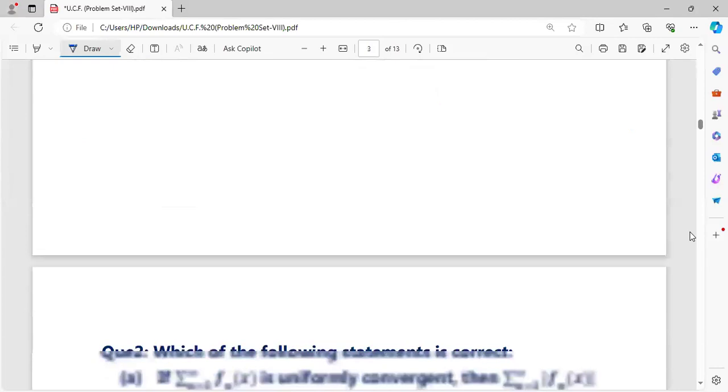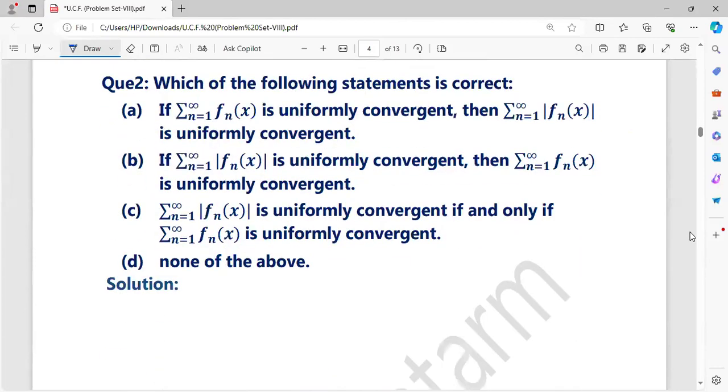The second question is: which of the following statements is correct? If summation fn(x) is uniformly convergent, then the absolute summation is uniformly convergent. If the absolute summation is uniformly convergent, then summation fn(x) is uniformly convergent. If summation |fn(x)| is uniformly convergent if and only if summation fn(x) is uniformly convergent.